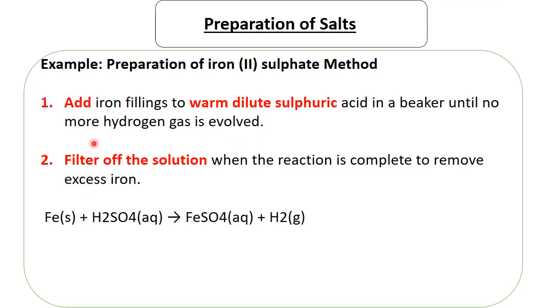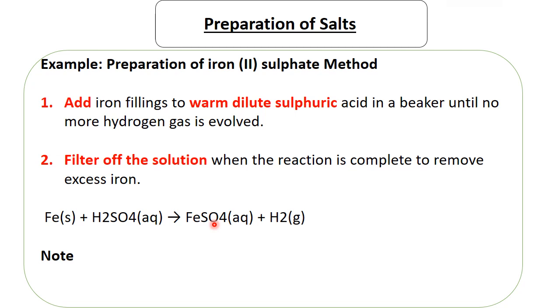So these are the two steps that you should have in your heart when you are using this method. So here we have iron, which is solid, and sulfuric acid. When they react, iron is going to take the place of hydrogen here. So it's going to become iron sulfate, and hydrogen is going to be evolved. So this is displacement.